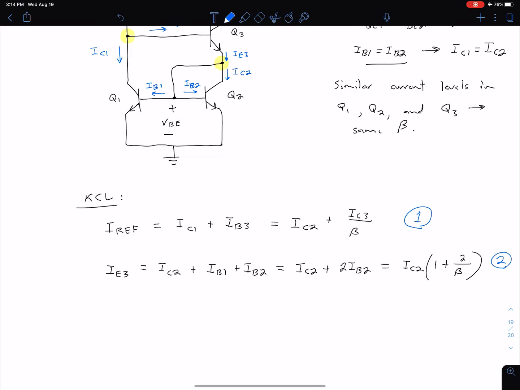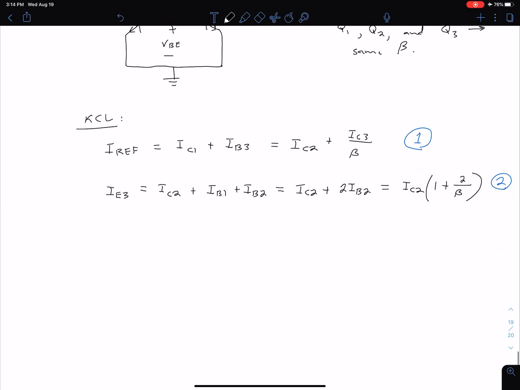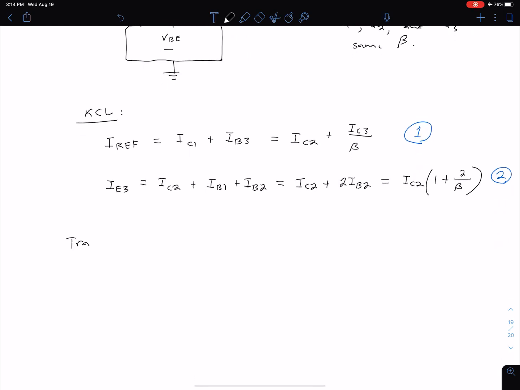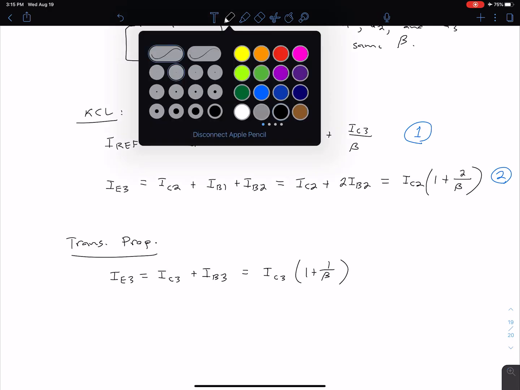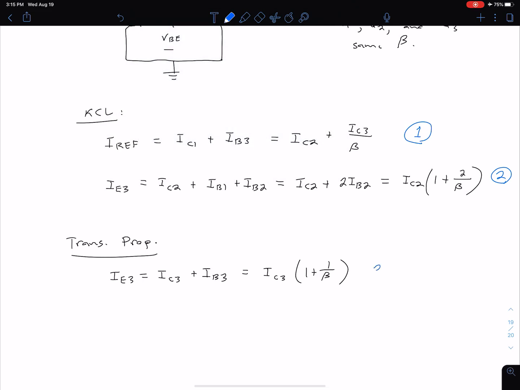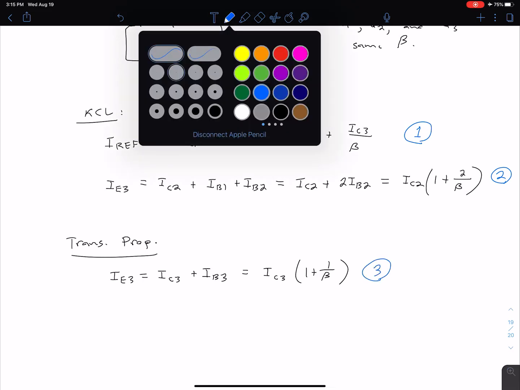And again, we're using the same beta now because we're saying the current level in these three transistors is roughly the same. So now, by definition from our transistor properties, we can say that our emitter current, IE3, is equal to our collector current, IC3, plus our base current, IB3. Okay, again, we're going to simplify that and say this is IC3 times the quantity of 1 plus 1 over beta. So essentially the same thing we just did with that previous equation. And let's call that equation 3.